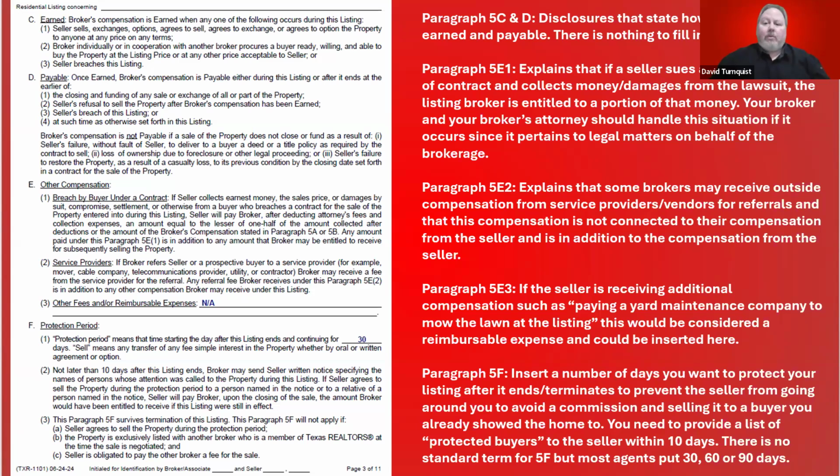Okay, paragraph 5E2 talks about how some brokers will get money from outside sources, like referrals to service providers. Some companies own home warranty companies. Some will get referral fees for vendors, like security companies that put in home security cameras, or possibly a company that comes in to do fixing your house up, handyman type stuff, contractors. Any third party compensation that they get has nothing to do with the contract itself.